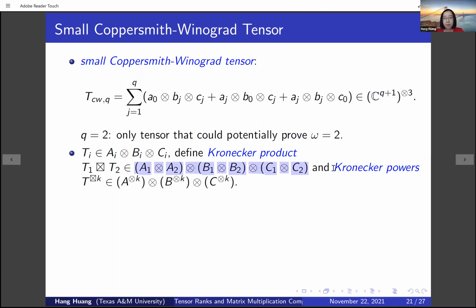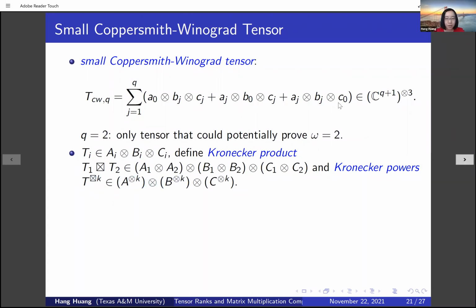And for Kronecker power, this just means that you take the same tensor and you take the Kronecker product with itself k times, and then it still becomes a 3-mode tensor. And this is what's called the Kronecker power of a tensor.